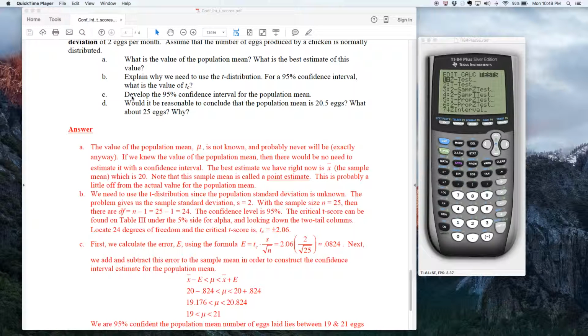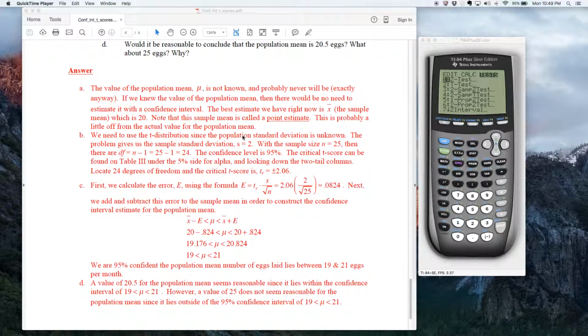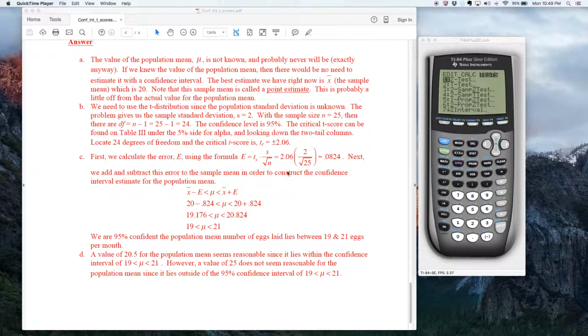All right, letter C. Go ahead and get me the 95% confidence interval. All right, well, listen, that's a two-step process. You crunch the error, which this time the error formula is a little bit different than the last one you looked at. The last one we studied said Z sub C right here, and that little s said sigma, right?